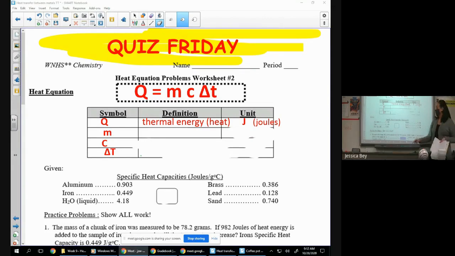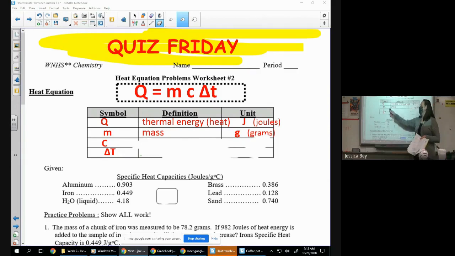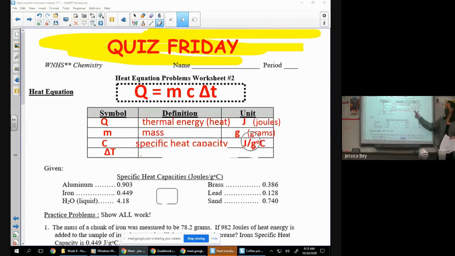Perfect. M is mass, and the unit is grams. You will have to be able to put the proper unit on your math problems, so as you do them today, make sure you're not forgetting these. C is specific heat capacity. Remember, it's how much energy it takes to heat 1 gram, 1 degree Celsius. How much energy it takes to change the temperature of 1 gram, 1 degree Celsius. And the unit for that is joules per gram degree Celsius.